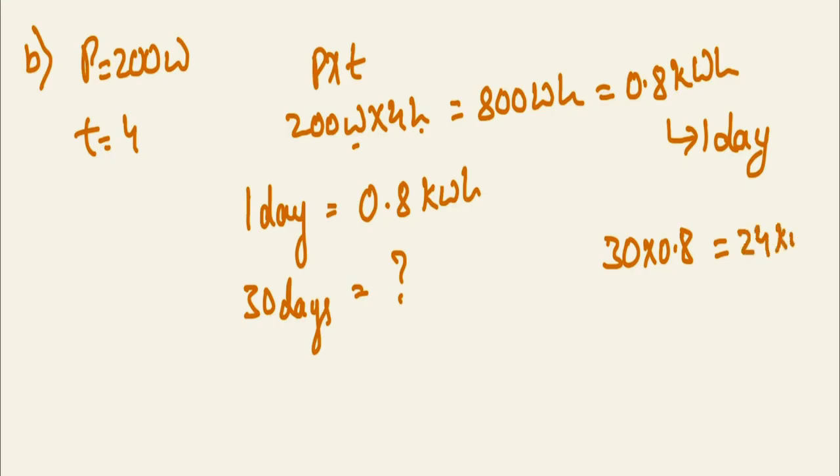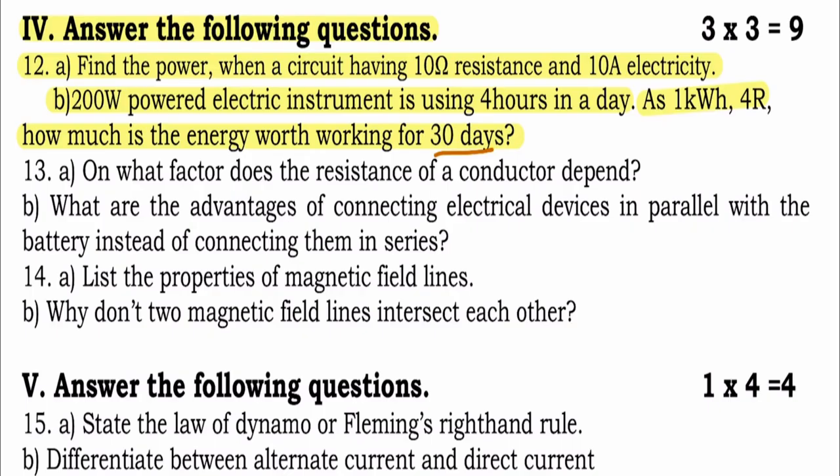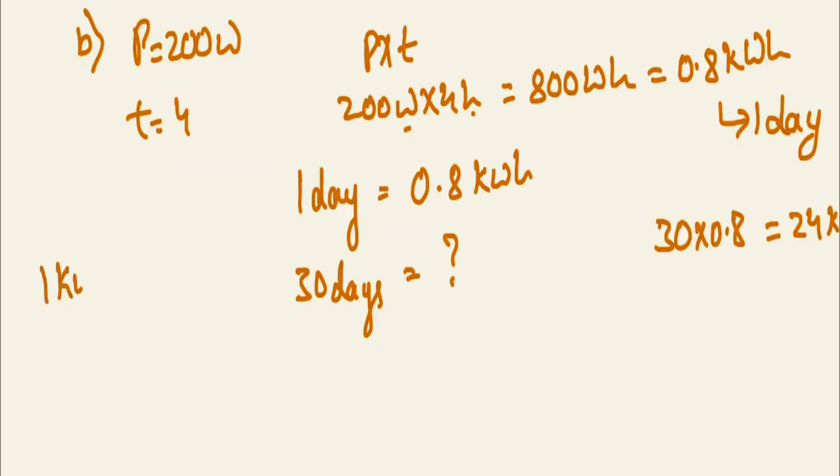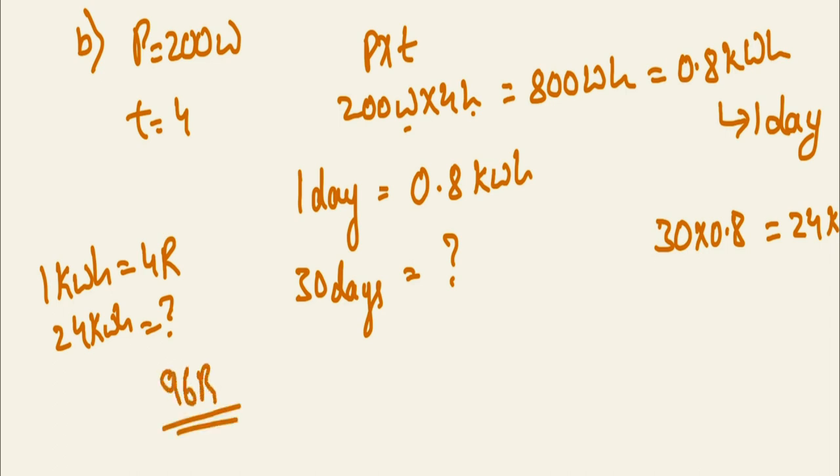24 kilowatt hour. And as they have given here, 1 kilowatt hour is equal to 4 hour, then what is for 24 kilowatt hour? Same method, cross multiplication, then we will get the answer as 96 hour. I think you understand this. Let's go to next question.